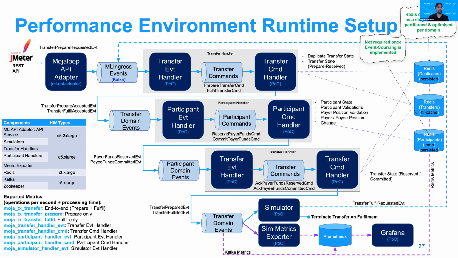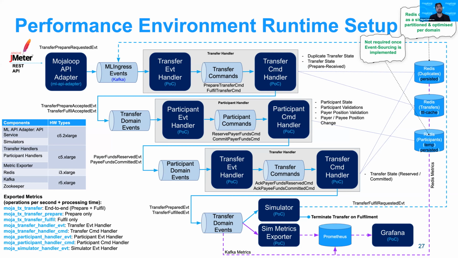Also on the far left, you will see the components that we use for the deployment. So there will be a bit more in terms of why we chose some of that hardware and the lessons learned, but you'll see that the ML API, the simulators and the transfer handlers, participant handlers, etc., are running now on C5 instances on AWS. We're still using super fast storage for Redis on the i3s, and we've moved Kafka and Zookeeper to R5s, which are memory optimized instances.